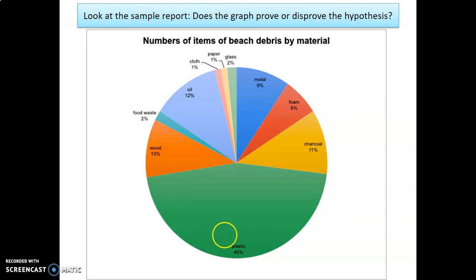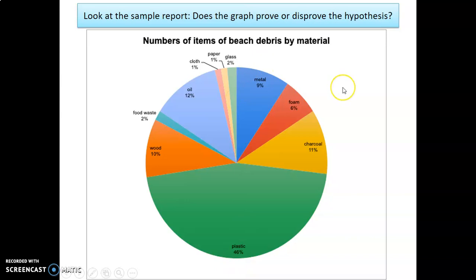All right, hopefully you've done that. And if you look at the hypothesis, which is in the introduction, it says that most beach debris is made of plastic. And actually, if you look here, it clearly shows, using a pie chart out of 100%, that plastic looks much bigger than the rest. Yeah, the portion of plastic is bigger. So we can say that, yeah, it proves the hypothesis.